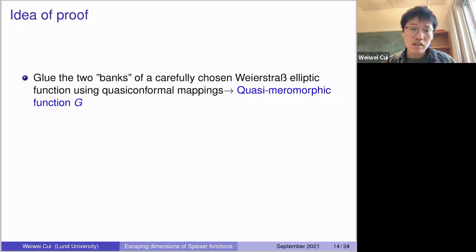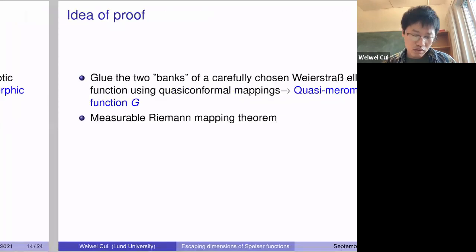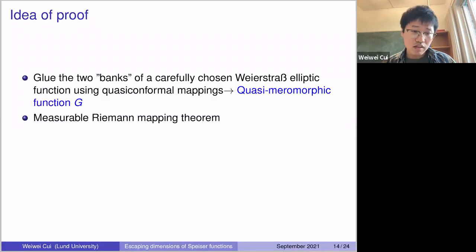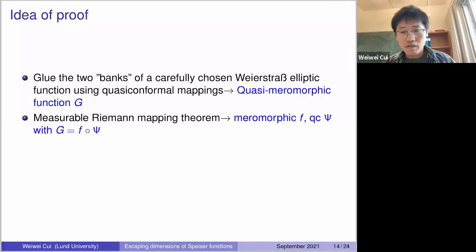But this kind of thing, quasiconformal mappings, will only give you a quasimeromorphic function in the plane. So then we need to use the following standard procedure. You use the measurable Riemann mapping theorem to get a meromorphic function F and also a quasiconformal mapping psi of the plane such that G is F composed with psi. But we know everything about the quasimeromorphic function G. We don't know about the meromorphic function F. So we need to control the behavior of the quasiconformal mapping psi.